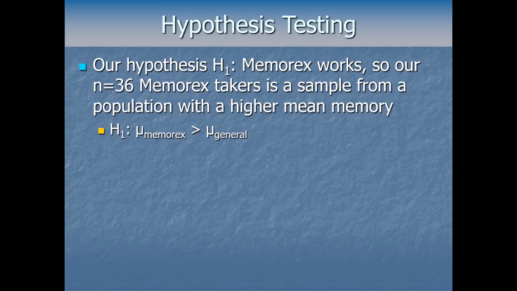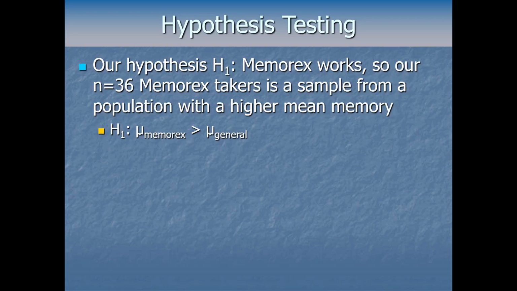We think Memorex works, so we're hypothesizing that our 36 Memorex takers, the sample from a population, we're assuming it's a sample from a population that has a higher than average memory. So Memorex takers in general would have higher memory than the general population. That is our hypothesis. It's just saying the population of all Memorex takers would have an average memory level greater than the average memory of the general population.